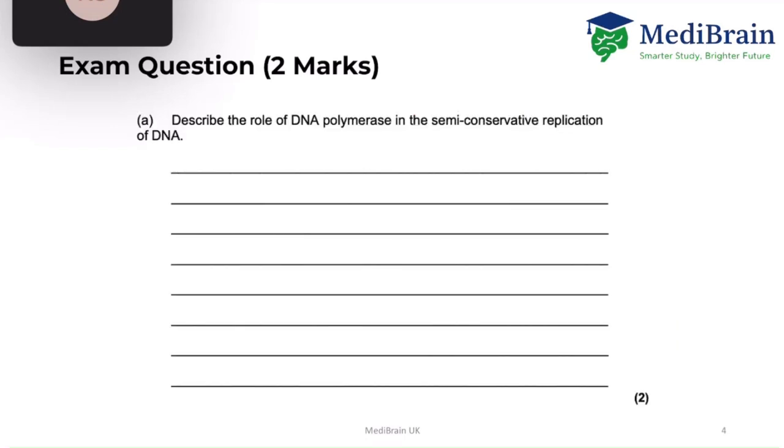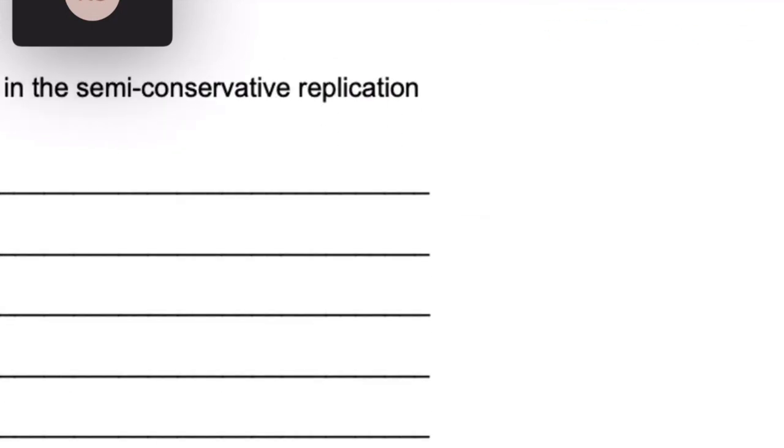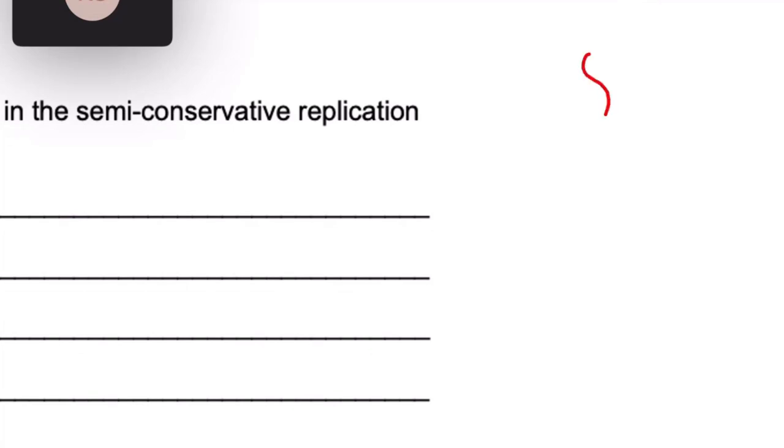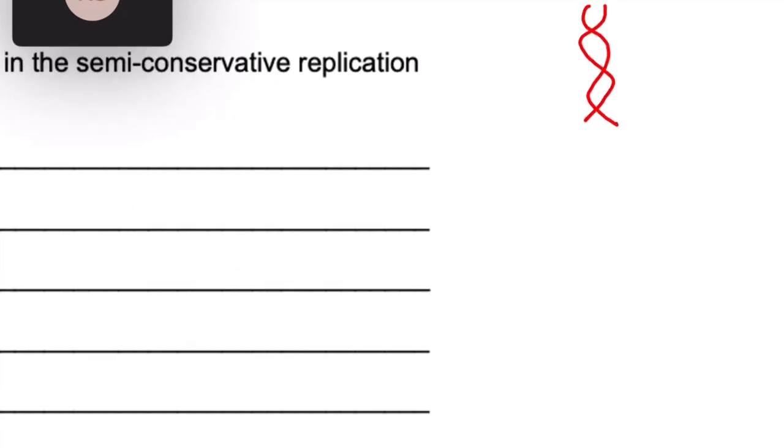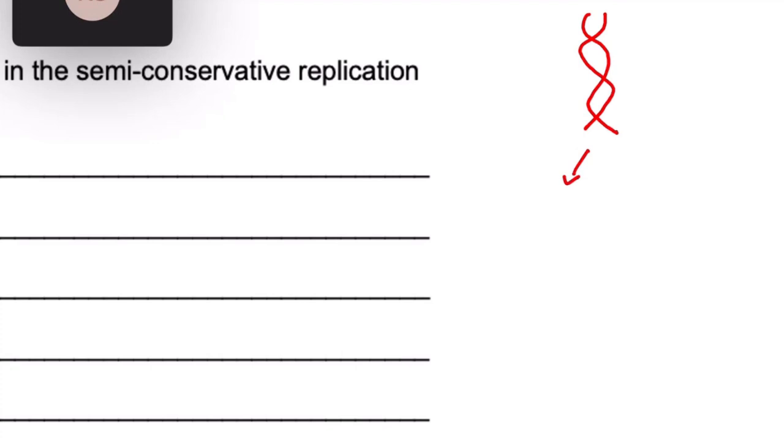Okay, moving on. It says, describe the role of DNA polymerase in the semi-conservative replication of DNA. So we saw that DNA replication was semi-conservative, and we also saw that when we've got a DNA strand like this, we saw that each strand will act as a template. So the strand will split and one strand will go like this, and one strand will go like this. Okay, so we've got the two separate strands of DNA, just like that.